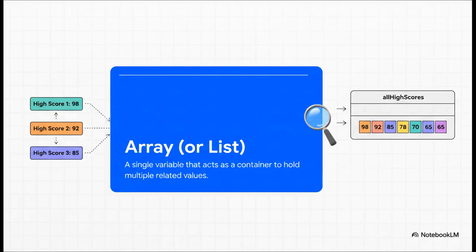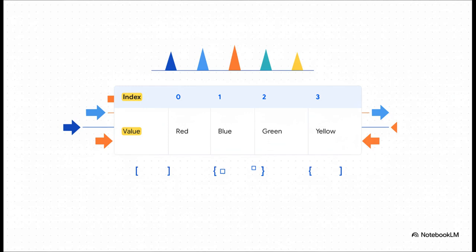Simply put, an array is just one single container that holds a whole bunch of related stuff. So instead of those 100 separate variables for your high scores, you've got just one variable that holds all 100 of them. Super neat, right? The best way to think about this is like a row of little numbered boxes. Each box has something inside it, a value, like the color red, and each box has its own specific address, which is just a position number. We call that its index.